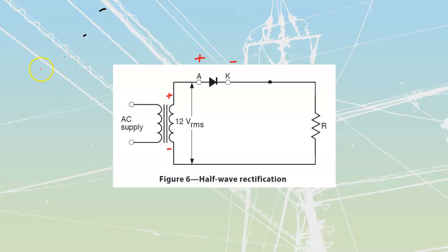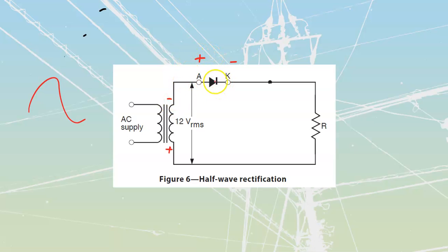But remember that AC does flip, which means that all of these values over here are going to flip. This side will now become positive. This side will become negative. All of this happens 60 times a second. We go positive, negative, positive, negative. And as soon as I get a negative over here, we would see that the diode would be blocking.